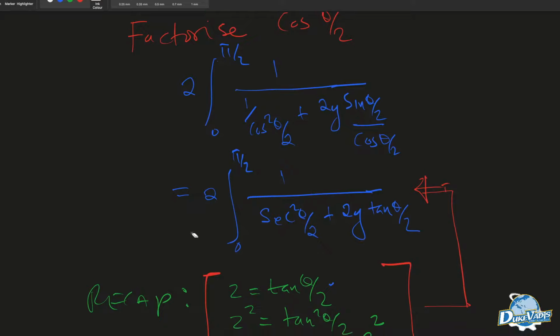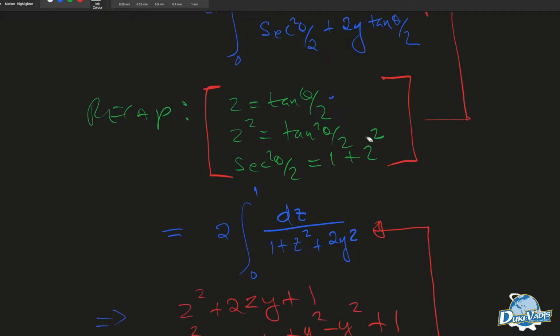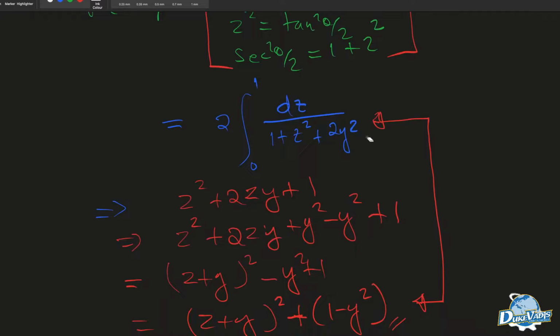Okay? After further expansion, we had 1 over sec square theta plus 2y tan theta. Then we know for sure that this sec square theta is equal to 1 plus z squared, as we saw earlier. And this tan theta is z. So when we substituted into the equation, we had this. And straightforward, we realized that this is a polynomial. Our denominator was polynomial.